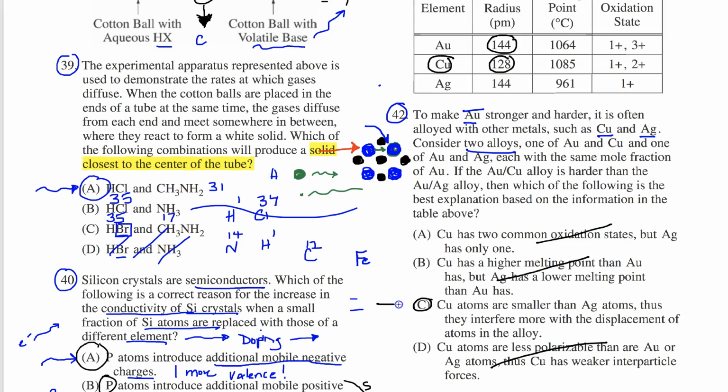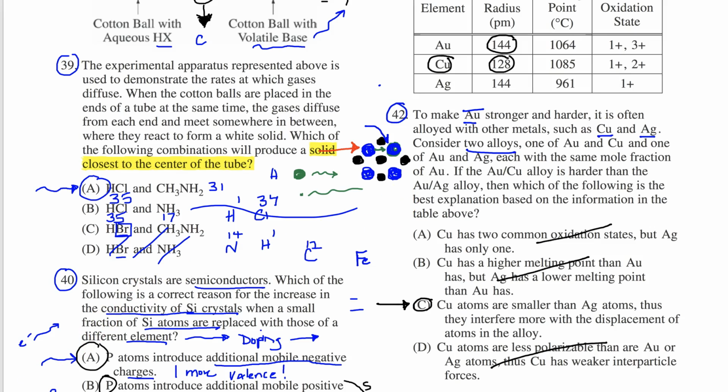And that's why 42 is C, and that's an example of an interstitial alloy with an atom that's much smaller than the other atom it's being mixed with. The other one where it fits in would be substitutional, but 42 is C.